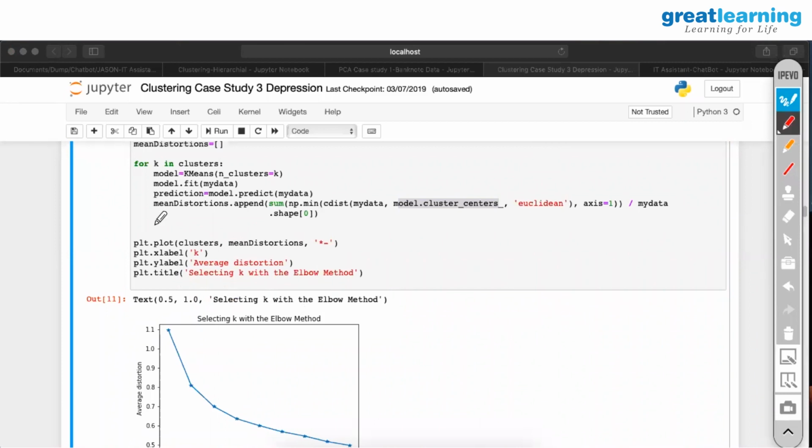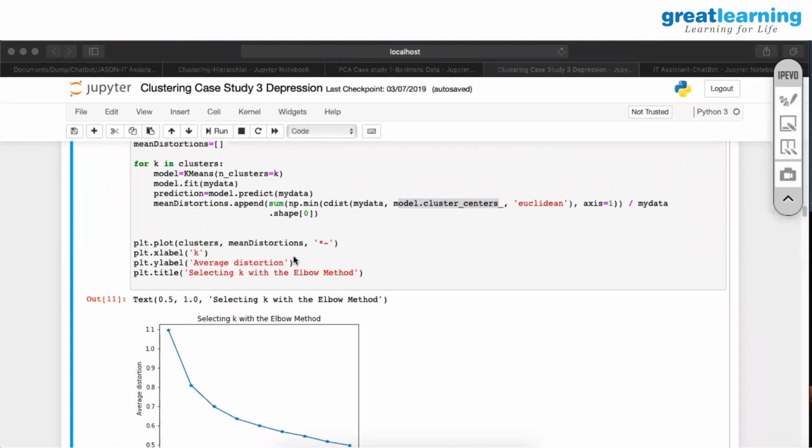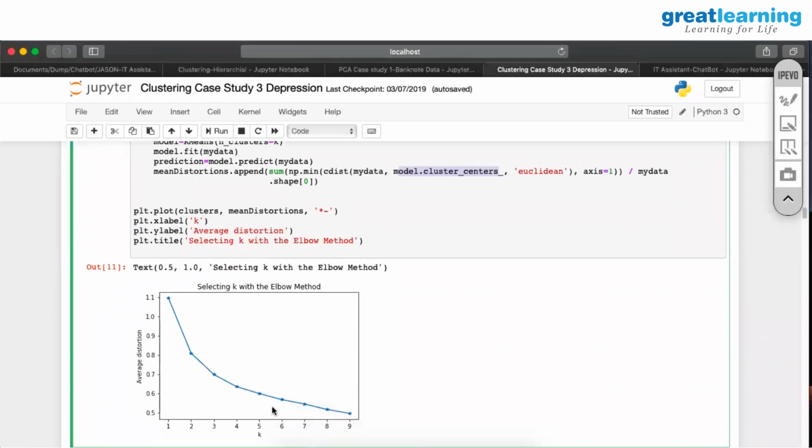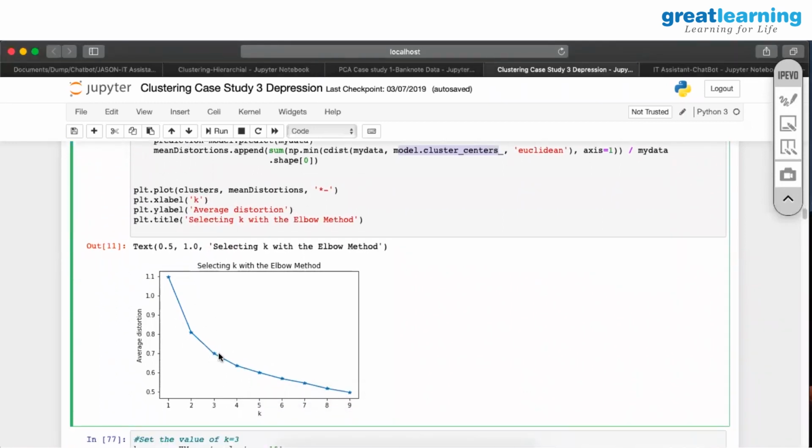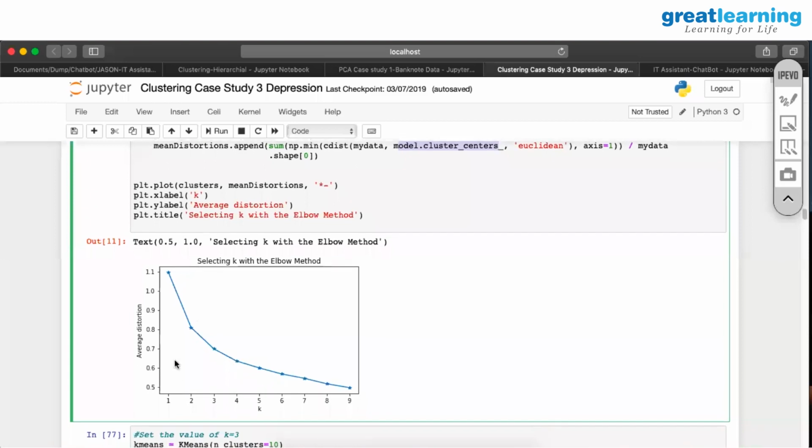Now, some of them even do RMSE, root mean square error, multiple ways you can do this. My method is using distortions. Good. Post that, what you do is you plot the curve. So when you plot the curve, obviously you can find out 2, 3, and 4 are my kind of possible clusters that we can go ahead with.